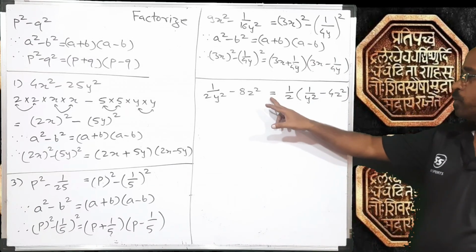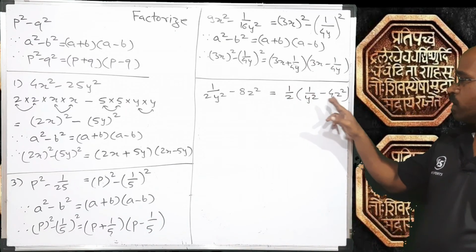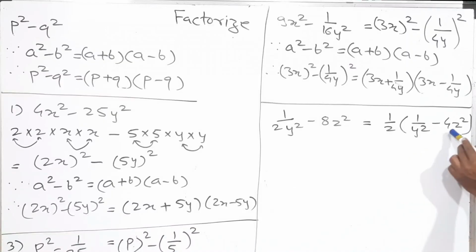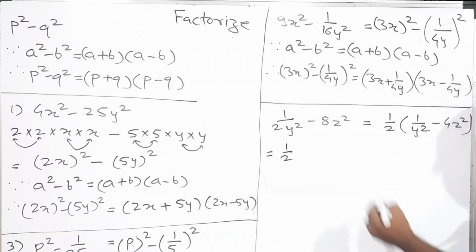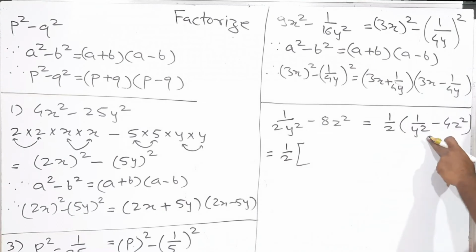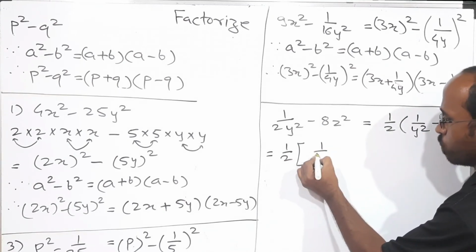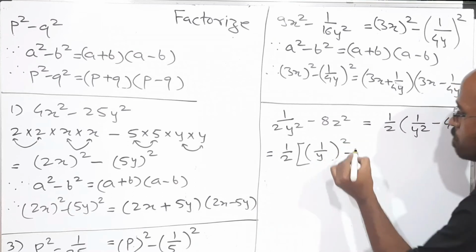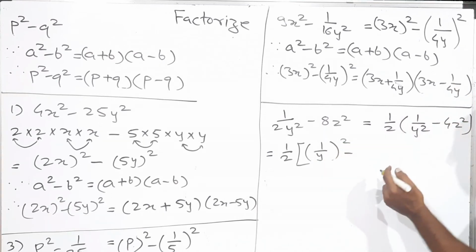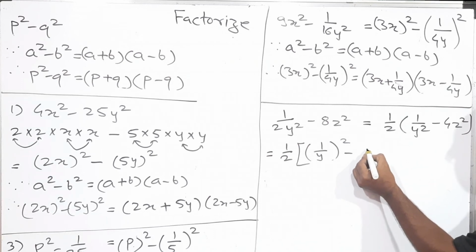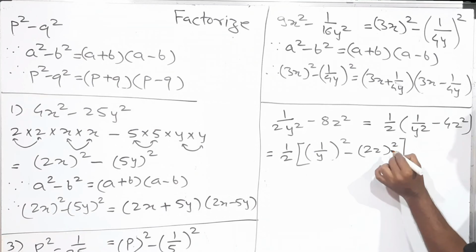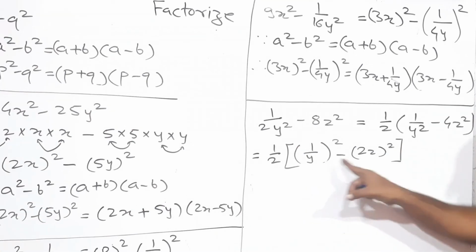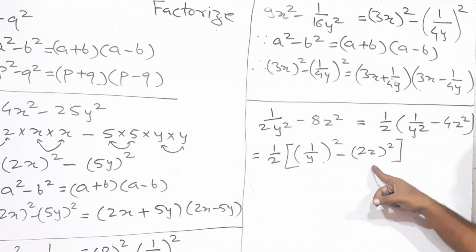So 1 upon 2 is common, 1 upon y square minus 4z square. Now this 1 upon y square and 4z square, they are squares of something. So let's write them in that manner. Like 1 upon 2 I have taken common. What remains in the bracket? In the bracket, 1 upon y square, which is the square of 1 upon y, minus 4z square, which is nothing but the square of 2z. So here we can use the formula of a square minus b square.